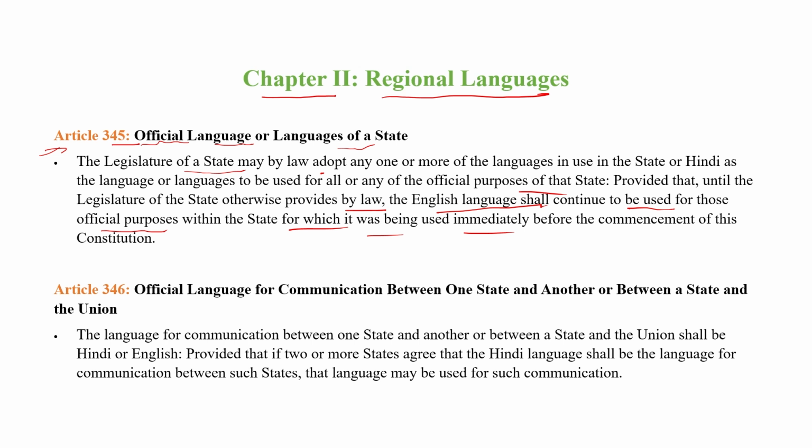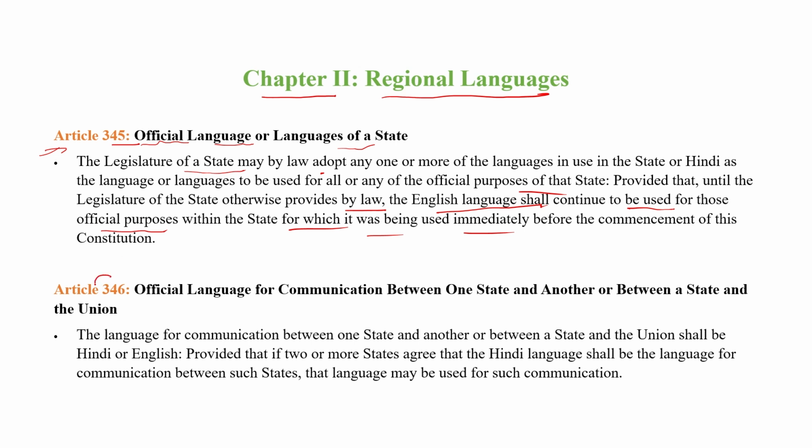Article 345, official language of the state. According to this, a state can choose one or more than one language. Like Uttarakhand has two official languages: first is Hindi and second is Sanskrit. So under Article 345, Uttarakhand made two official languages, Hindi and Sanskrit. Also under Article 345, English shall continue until the state legislature makes the official languages by law.